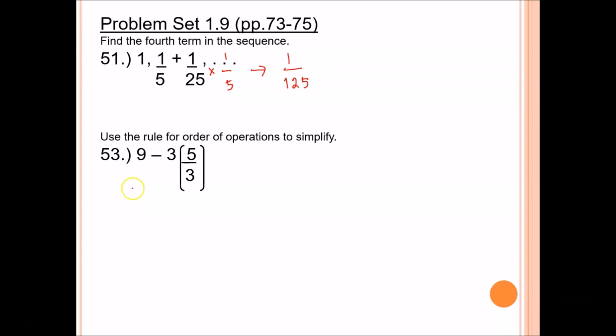1/125. Number 53. Use the rule for order of operations to simplify this question. So this is 9 minus, this is 15. 3 times 5 is 15 divided by 3. And so we have 9 minus 15 divided by 3 is a 5. Therefore, our final answer is 4.